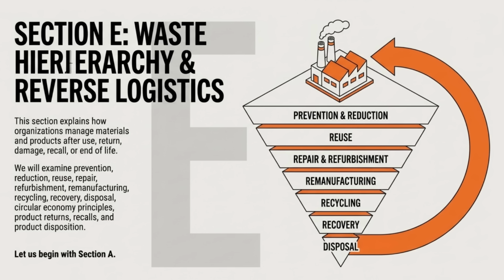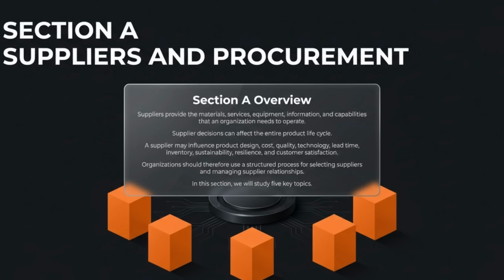Let us begin with Section A. Suppliers and Procurement. Section A. Suppliers provide the materials, services, equipment, information, and capabilities that an organization needs to operate.